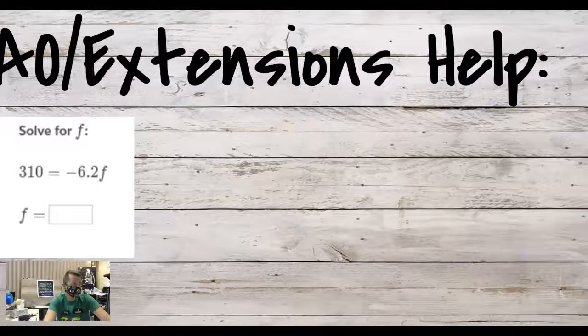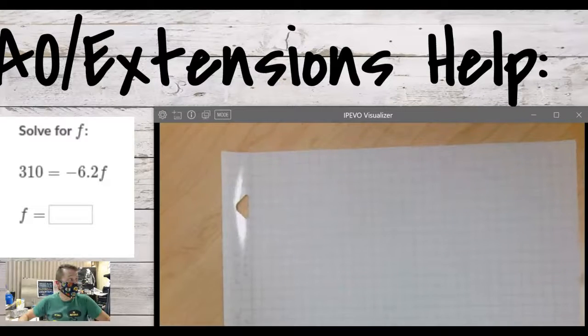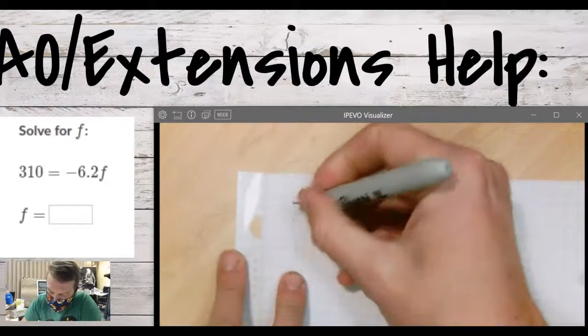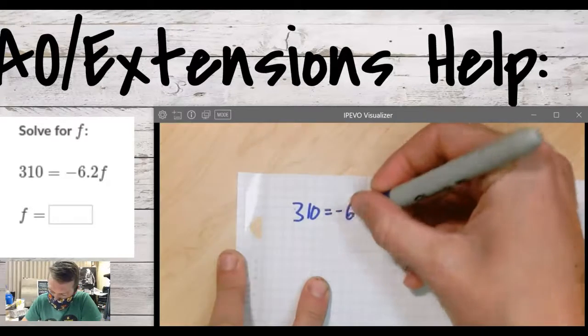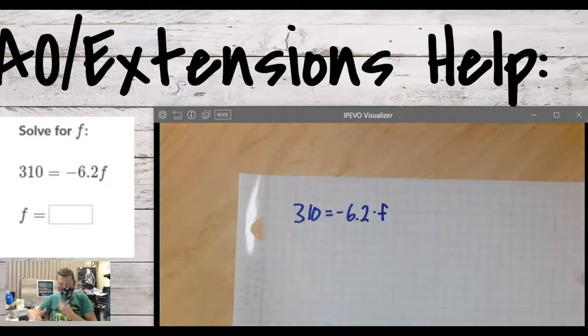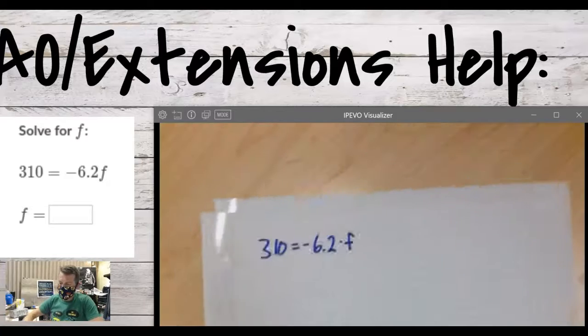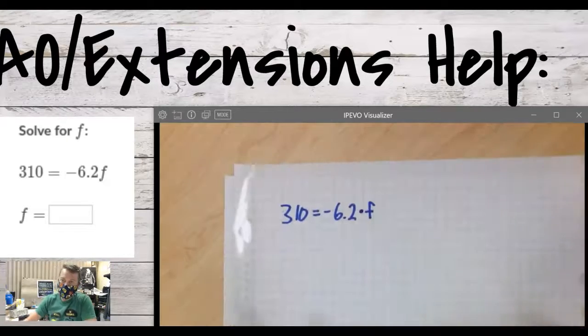Right, so the first thing we always want to do is write down the original problem before we try to do anything else. So 310 is equal to negative 6.2 times f. And we can show the multiplication symbol or not. It's up to us. I like to show it to remind me what's happening.